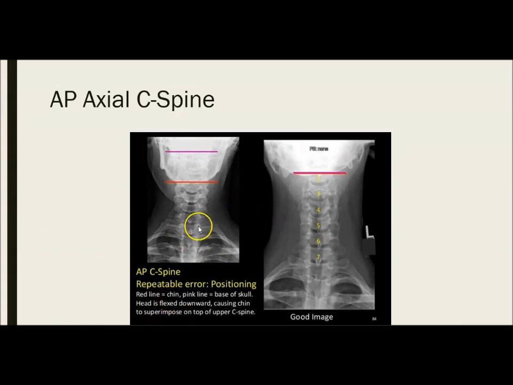Okay, so this would be a repeatable error here. As you can see, the chin is tucked too far down into their chest area here, because you can see here this is the actual base of the skull, and then this would be your chin here. So it's down into the vertebrae here into C3, C4, so you aren't able to see them properly. So you would need to repeat that and have them bring their chin up.